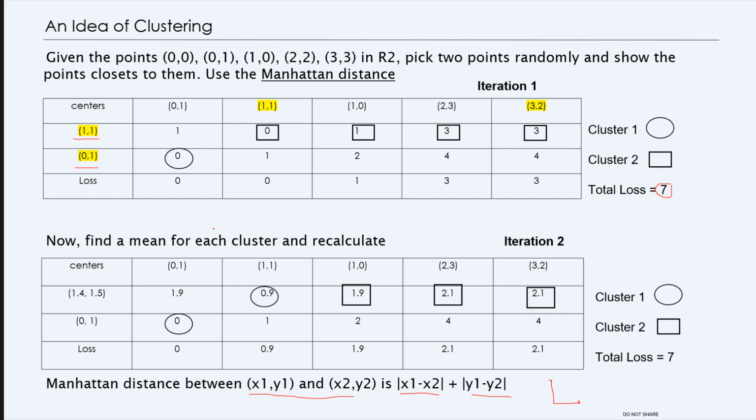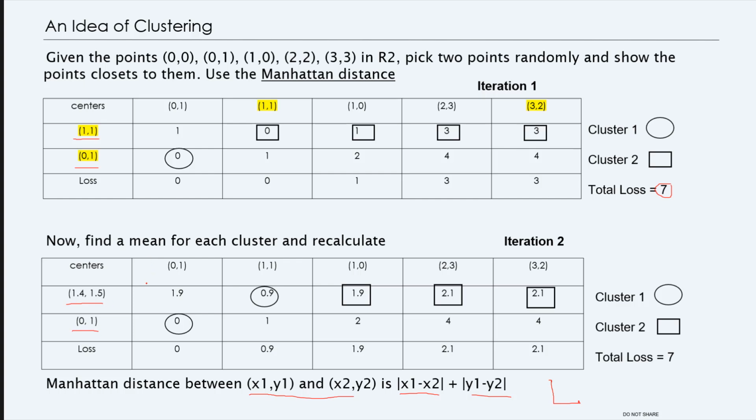Now to the second iteration. Now that we found 2 clusters, what we're going to do is find the mean, the average, of the center of this cluster here. To find the center of the cluster, you add the x-coordinates and divide by 4, add the y-coordinates and divide by 4. So with that, you're going to get this. And since this cluster has only 1 point, it remains the same.